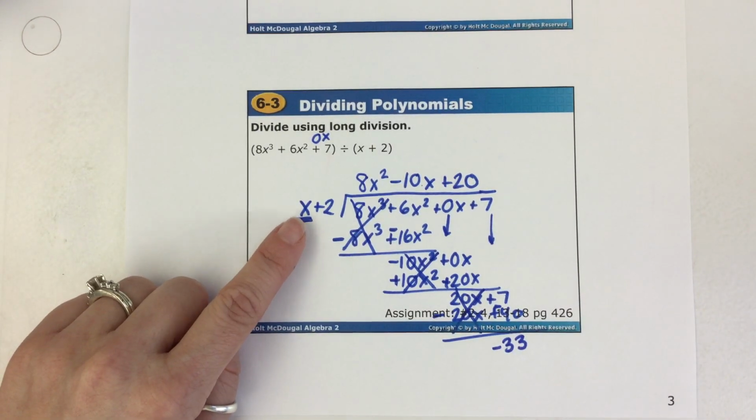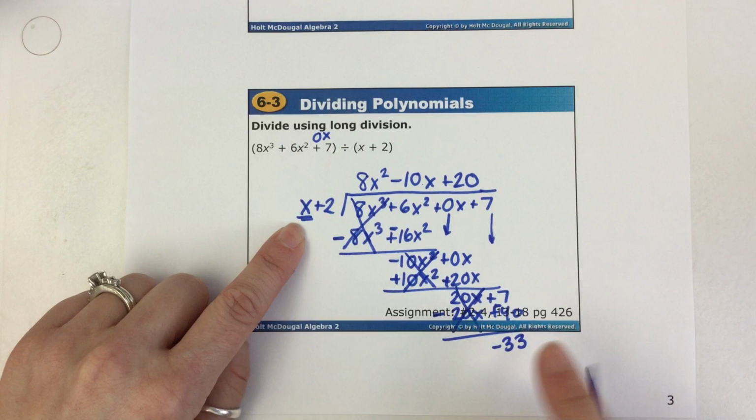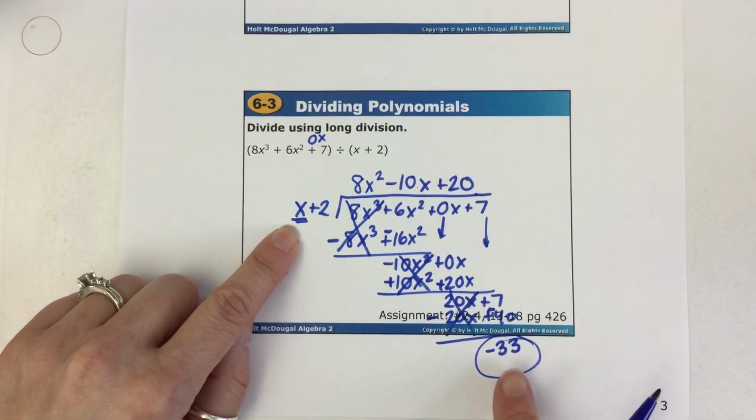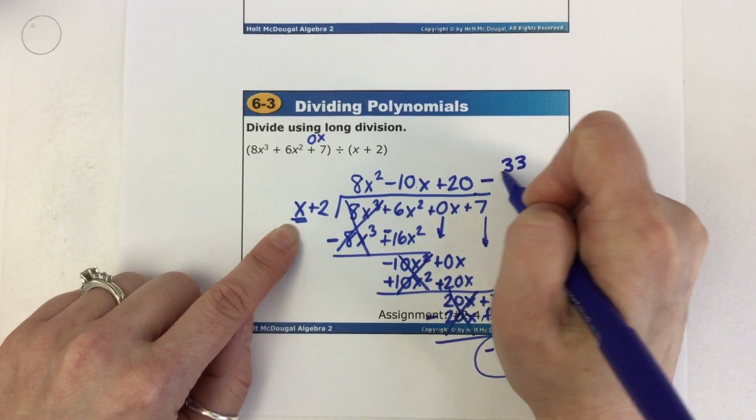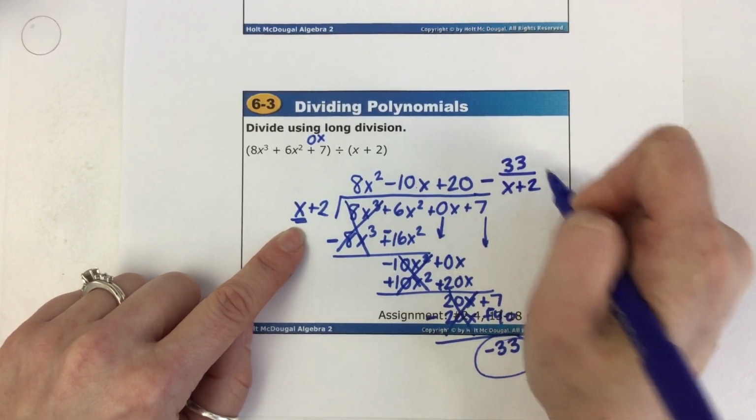There is no way to change a letter into a number. This is your remainder. Because the remainder is negative, it's minus. The value is 33 over x plus 2.